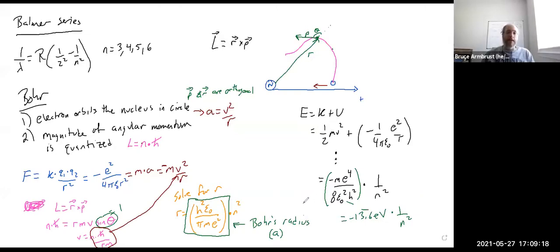So that's what this model is saying. As we increase n, we're increasing our energy level, and we're also increasing the radius at which the electron is found. All right. Anyway.